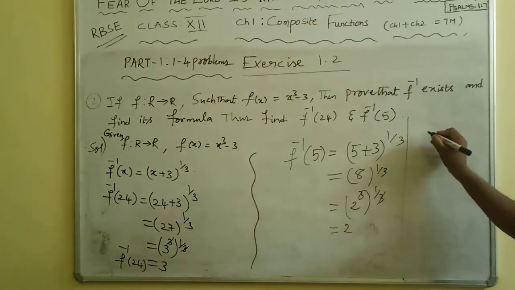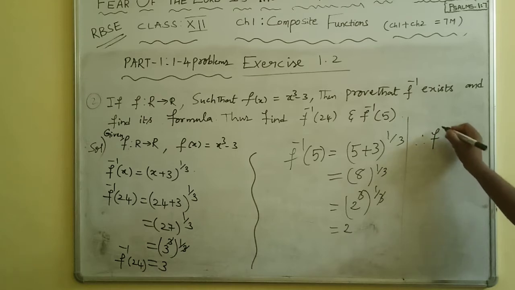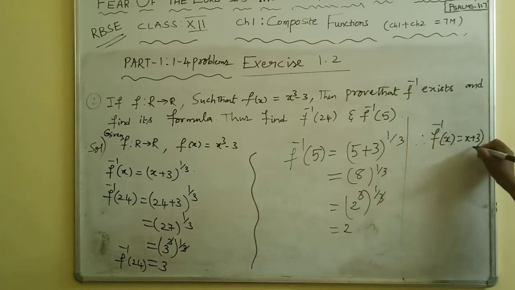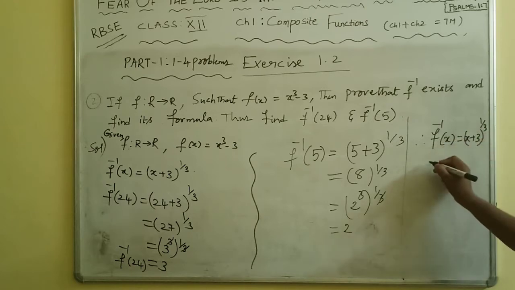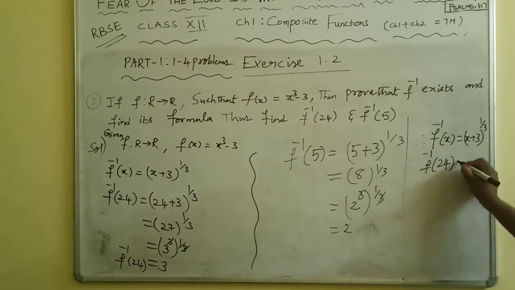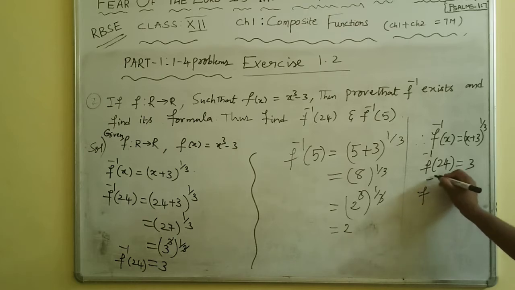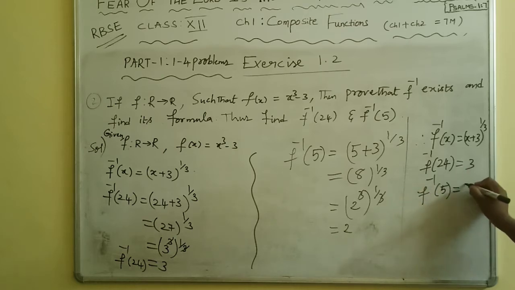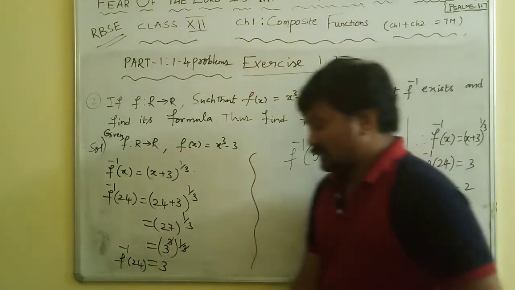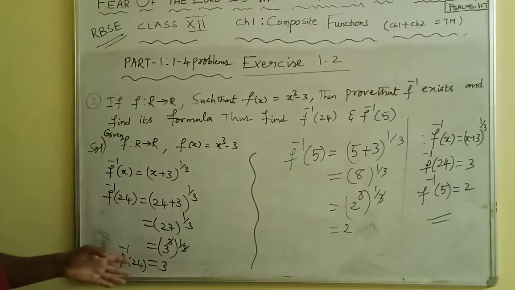So first, what are your answers? f inverse of x is equal to x plus 3 whole power 1 upon 3, and f inverse of 24 is equal to 3, f inverse of 5 is equal to 2. So in this way we have to solve your second problem. Let's move on to the next problem.